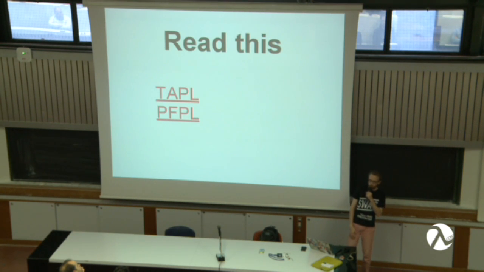If you want to learn more about types, there is TAPL, Types and Programming Languages by Benjamin Pierce. It's the book to read about type theory. Another one is Practical Foundations of Programming Languages by Robert Harper. These two books are what you need to know about type theory if you're into it, but you may not be required to read these two books.